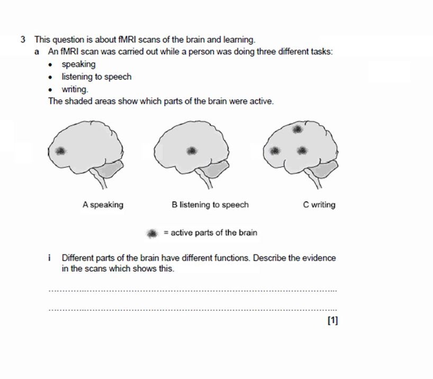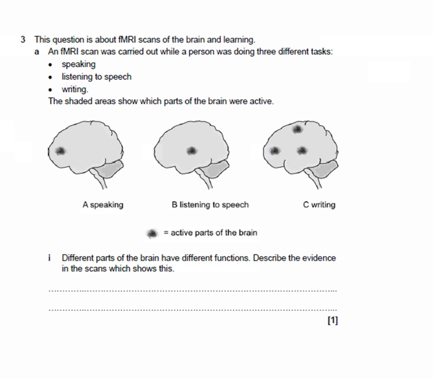Part 3 was about an fMRI scan. I'm not sure what the F means, but the MRI means magnetic resonance imaging, and it's a way to scan people's brains. We're told that someone was doing different tasks, speaking, listening to speech, and writing, and different parts of the brain, as we can see, are active during these different activities. Our question is, different parts of the brain have different functions. Describe the evidence in the scan which shows this.